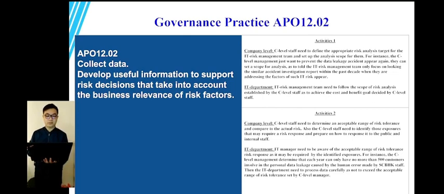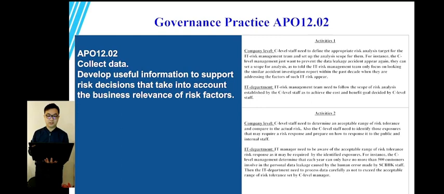The first activity, at the company level, the C-level staff need to define the appropriate risk analysis target for the IT risk management team and set up an analysis group for them. Otherwise, they will put in extra effort. In the IT department, the IT risk management team needs to follow the scope of risk analysis established by the C-level staff to achieve the cost and benefit goal decided by the C-level staff.